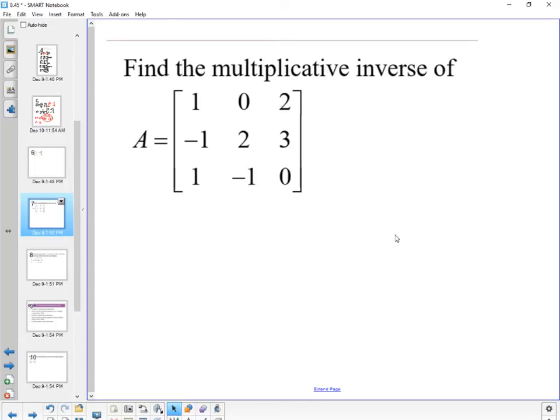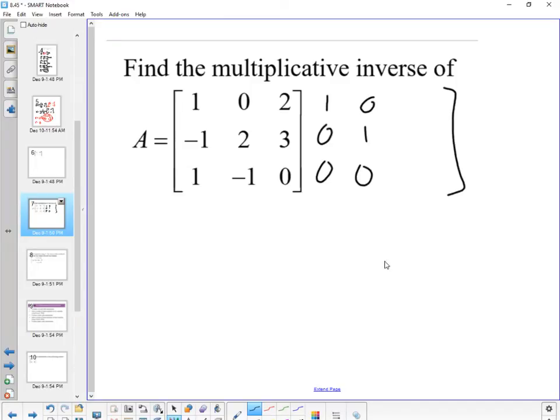I want to find the multiplicative inverse of this bad boy. That means I want its inverse. If you know it works, then go with the quick method, which is for 2x2s, right? Technically, you would do the augmented matrix, with the identity matrix 1 0 0, 0 1 0, 0 0 1, and row operate your way through it until the left side becomes the reduced echelon form.